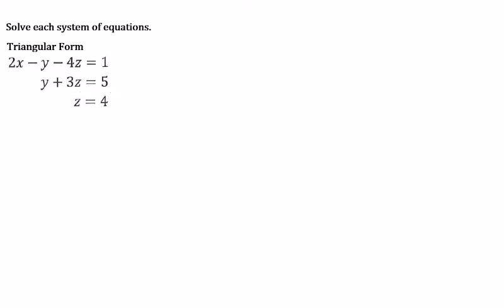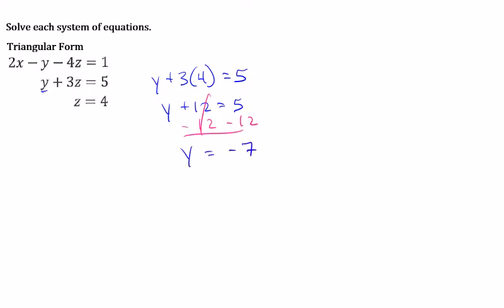So in this case, z is equal to 4. Then in order to find y, all we have to do is plug in 4 right here. We could do y plus 3 times 4 equals 5. So then we would get y plus 12 equals 5. Then we would subtract 12 from both sides and we would get y equals -7, right? So now we have two solutions: z equals 4, y equals -7.